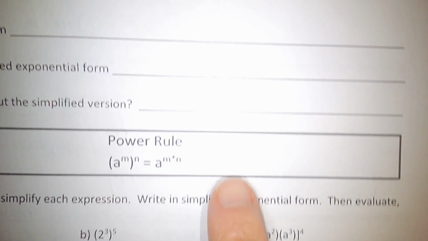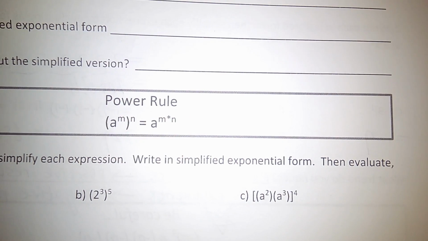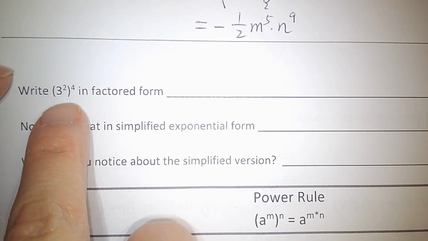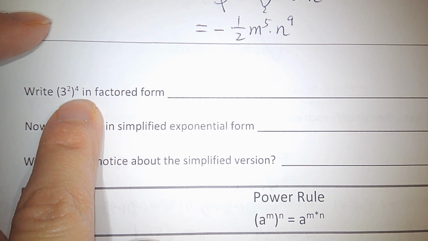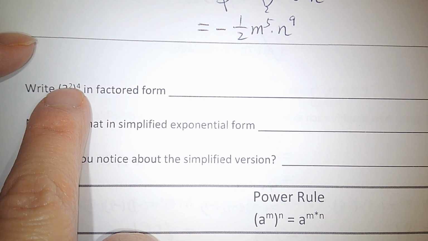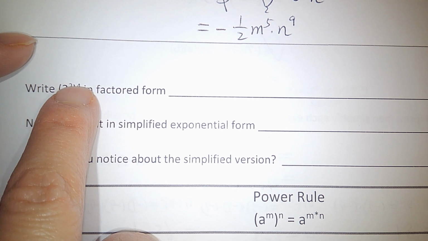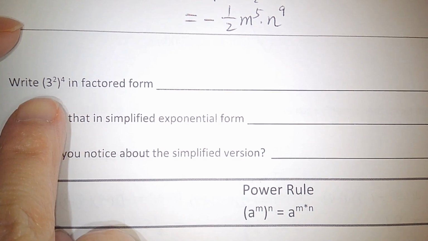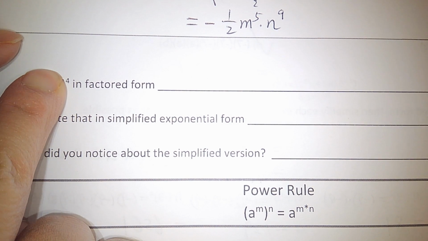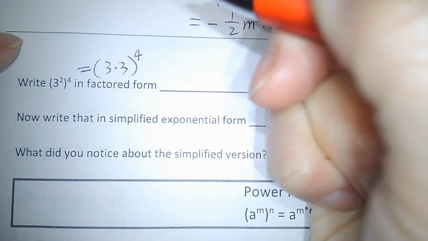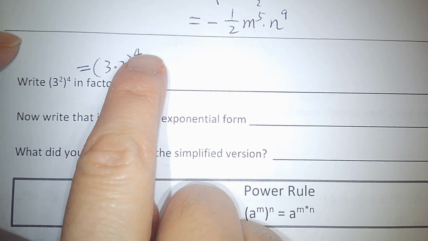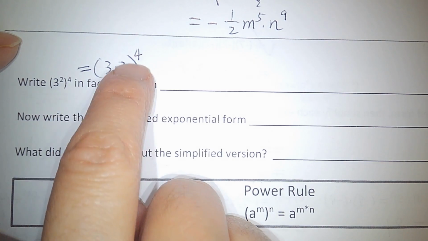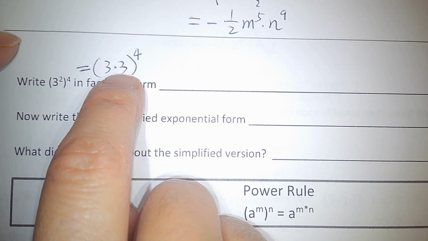Now let's move on to look at a second rule called what? Power rule. So, let's look at the introduction question: 3 squared, then to the 4th power. Use factored form. What should we get? 3 times 3 inside, right? This equals 3 times 3 to the 4th power, and because this is the 1st power, each 3 times 3 has to be multiplied 4 times, right?